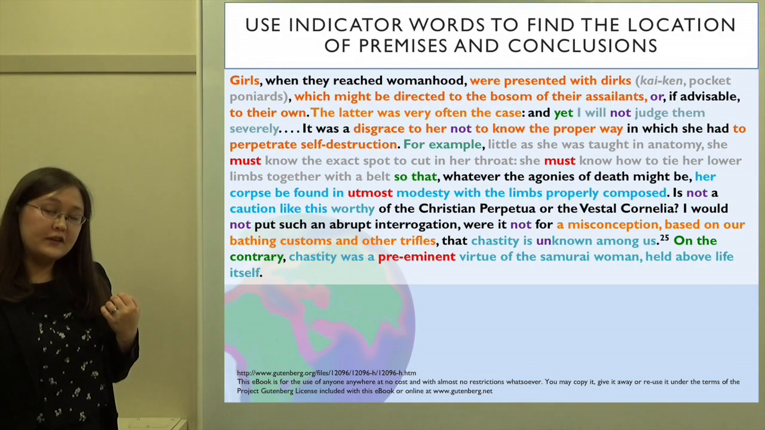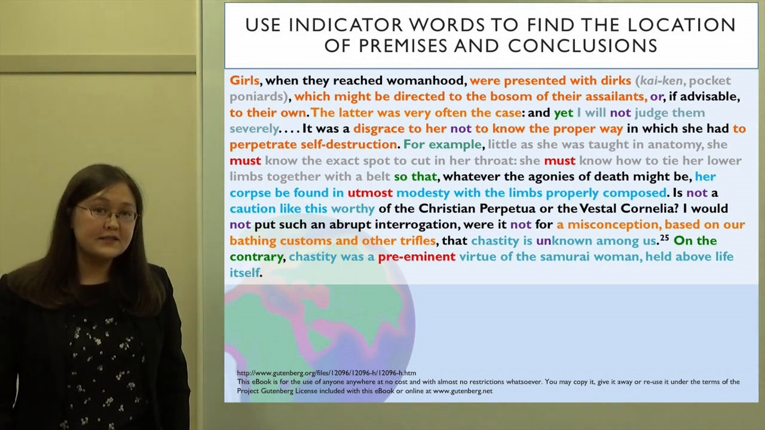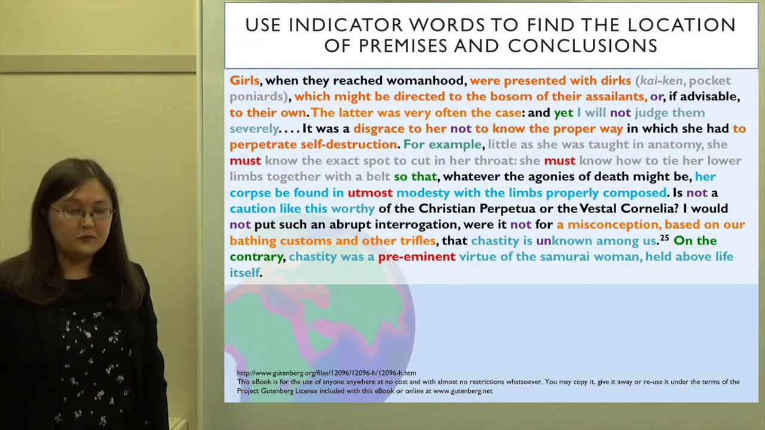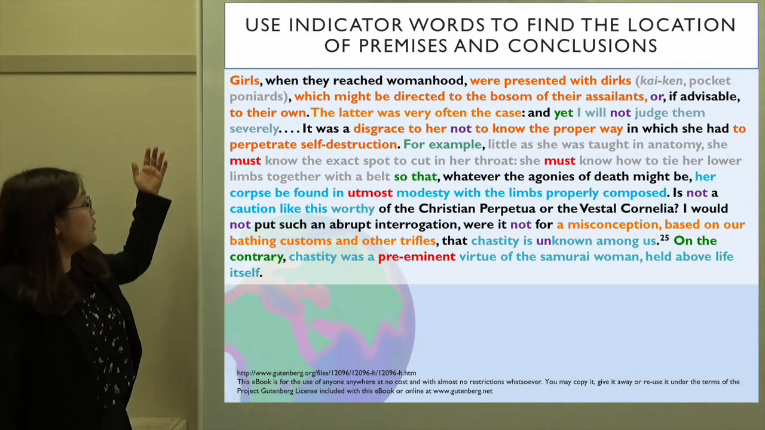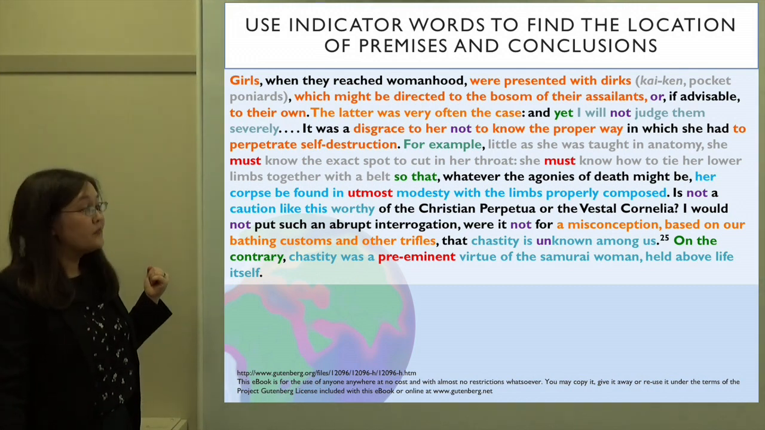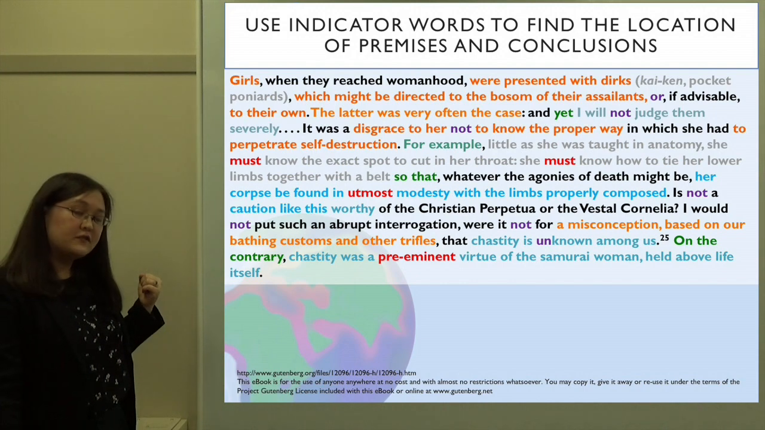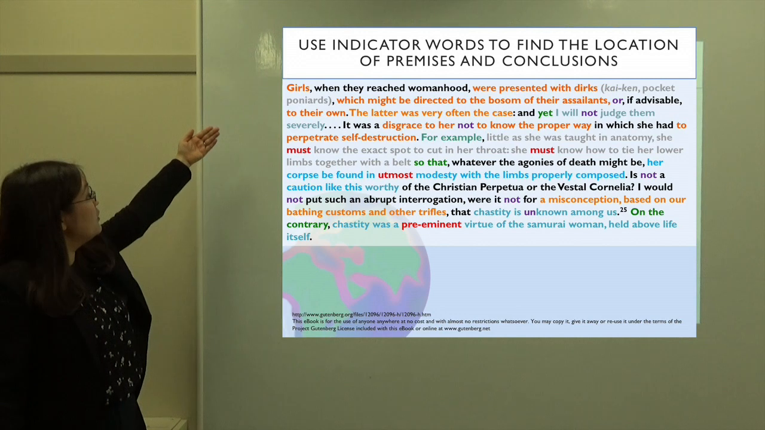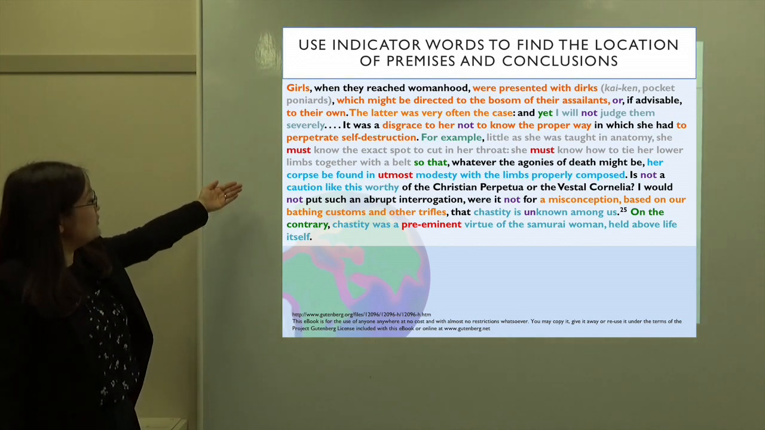Next, we want to divide into premises and conclusions. Remember that premises are the reasons to support, and the conclusion is the statement you're trying to prove. So here, again, with orange and blue, we can see how to separate premises from conclusions. After we do that, then we can identify which is the most important of these conclusions. So first of all, we have the orange here, and we have the blue here.